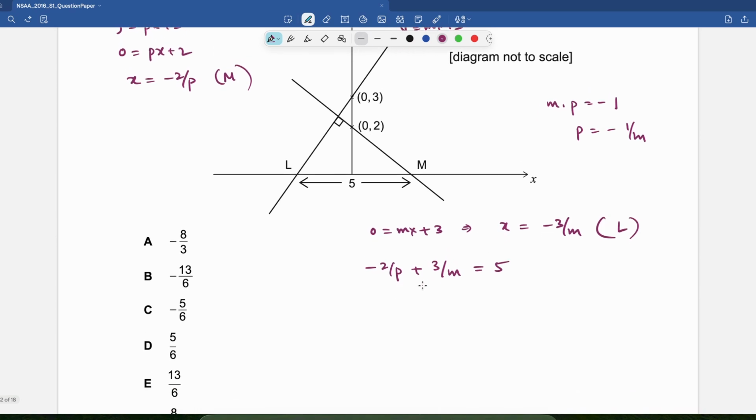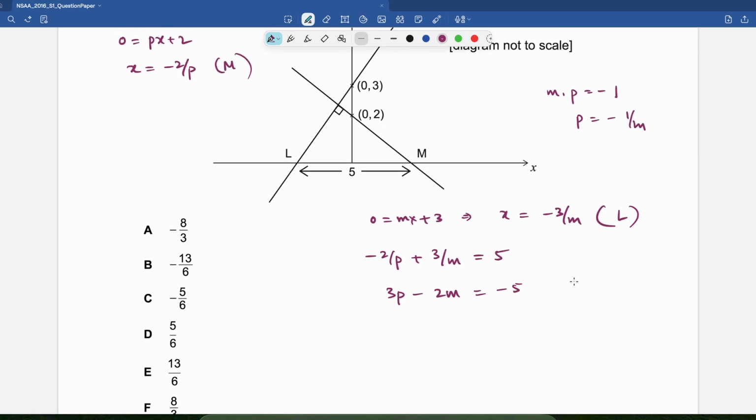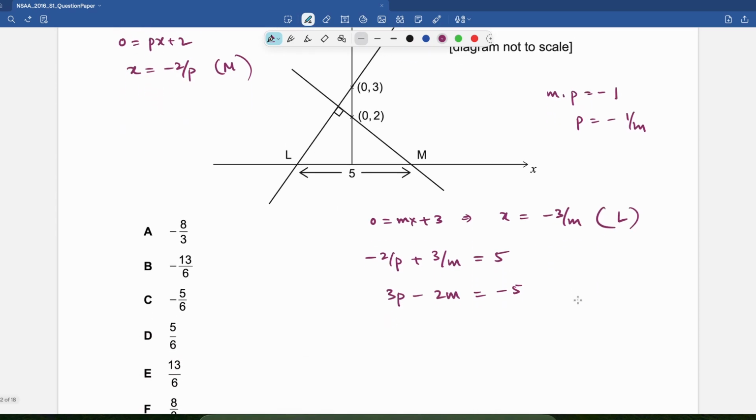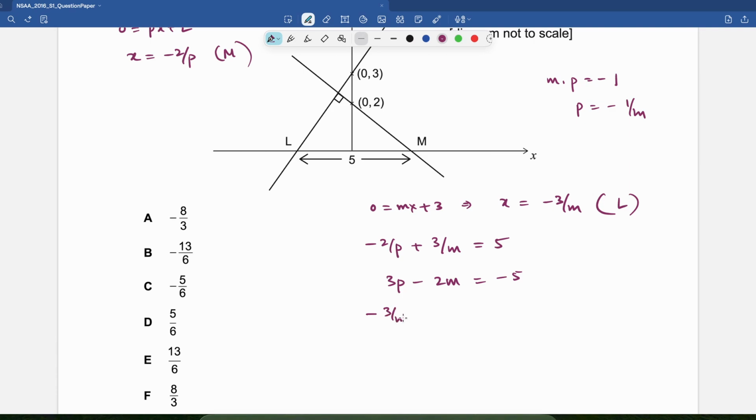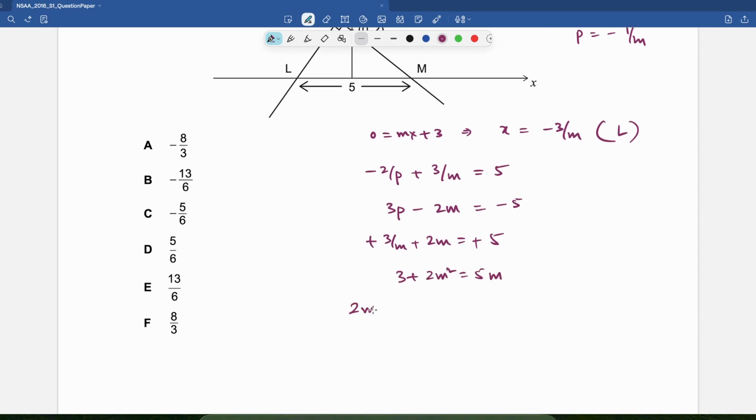If I multiply it by mp, I would end up with 3p minus 2m is equal to 5mp, which is minus 5. Now I can write 3p as minus 3 by m. So it will be minus 3 by m minus 2m is equal to minus 5. You can remove all the negative signs and multiply by m. So this will end up with 3 plus 2m square is equal to 5m. This means 2m square minus 5m plus 3 is equal to 0.